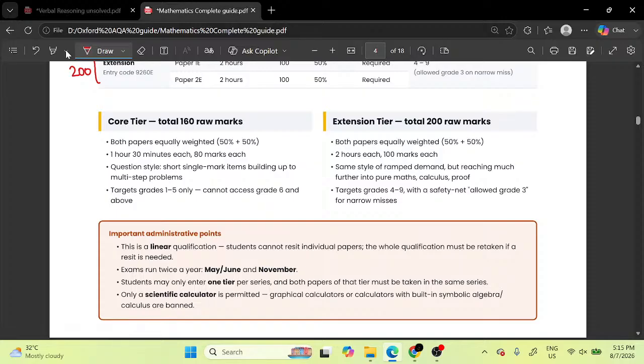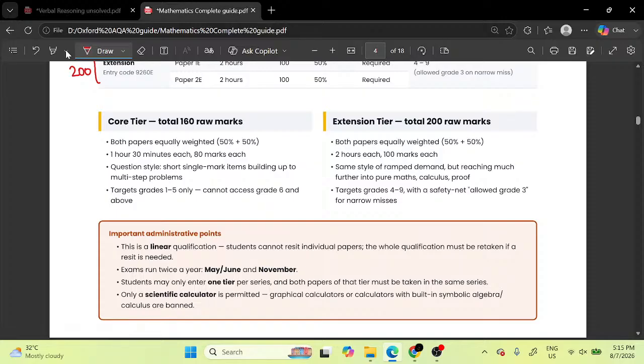Question style is short, single mark items building up to multi-step problems. Here we are tested with not complex questions, easier comparatively to the extended students. So targeted grades are 1 till 5 only, you cannot access grade 6 and above. Even if you get 80 out of 80, or 160 out of 160, the maximum grade you can get is 5. You cannot get grade 6, 7, 8 or 9.